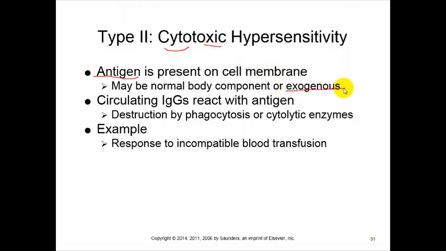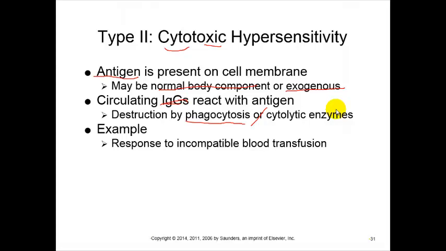Typically, it would be some kind of exogenous substance on some kind of microorganism, or it could be a normal body component, one or the other. But the antigen is on the cell membrane, and the circulating IgGs, which was one of the ones that were passed from the mother to the fetus, react with the antigen. This results in phagocytosis and cytolytic enzymes destroying that cell, because it's on the cell membrane.